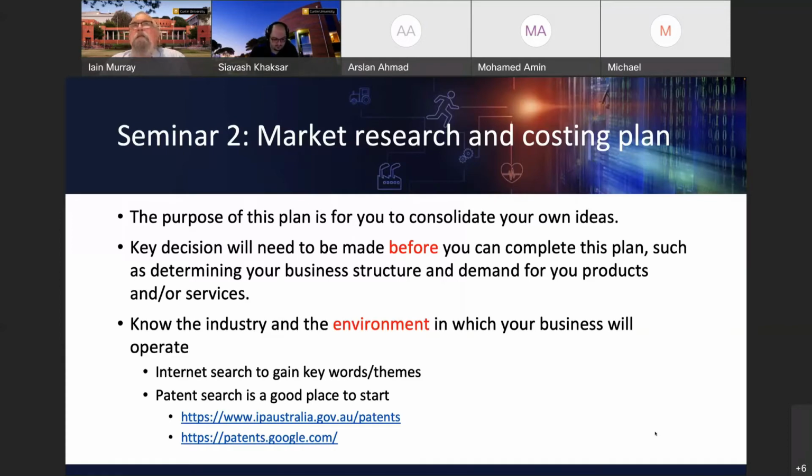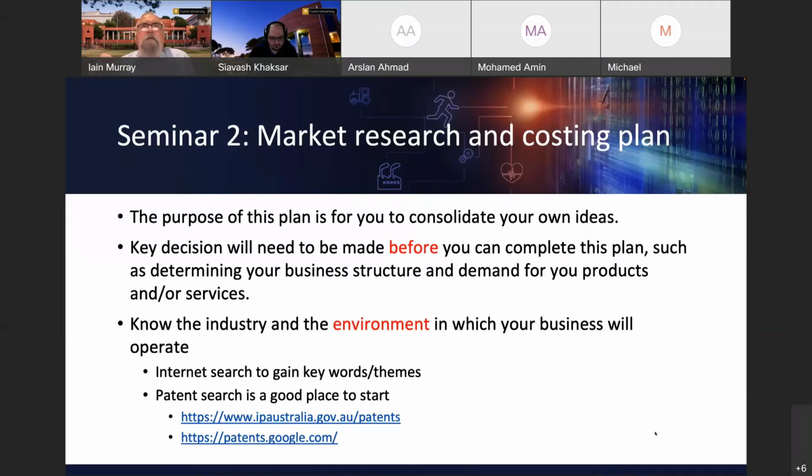The purpose of this is to consolidate your own ideas. Again, it is kind of a living document. You'll come up with the research and costing plan, which you can then use in your final report, which is marked at the end of the course. So it can contribute significantly to that as well. The key decision you'll need to make before you can complete this plan is determining your business structure and the demand for your products and services. And again, we'll talk further on different ways or different methods you have for working out that costing.